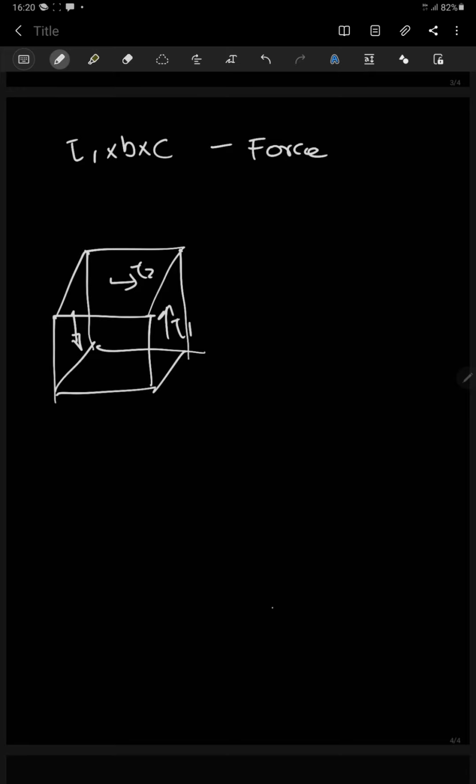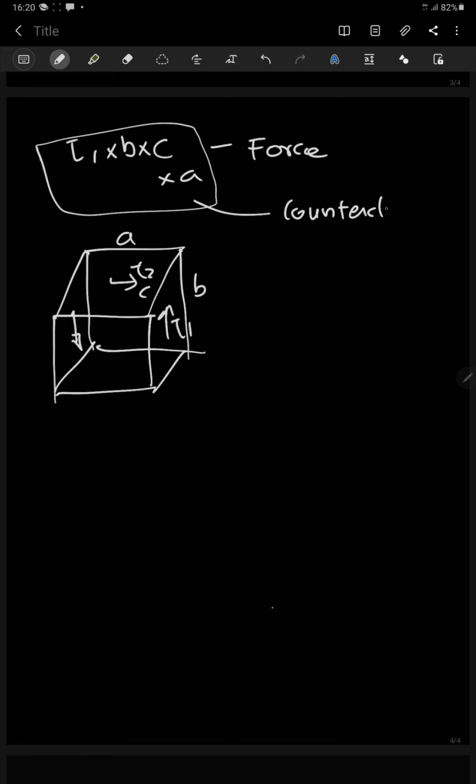and equal and opposite, I told you the force is equal and opposite, and the perpendicular distance between them is A; this is A, this is B and this is C. So, times A, this will create a couple, which is acting in the counterclockwise direction. Okay, this is going to create a counterclockwise couple, moment, right.